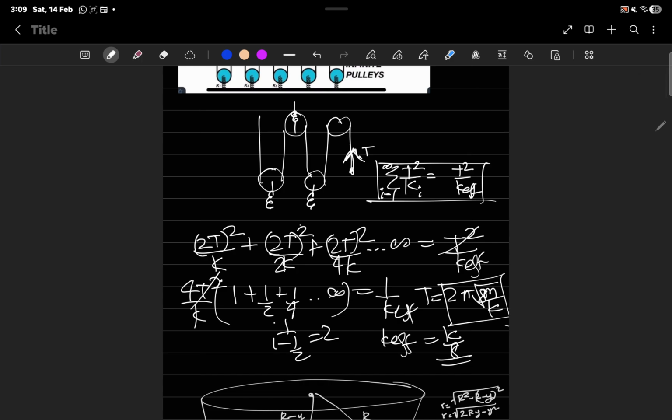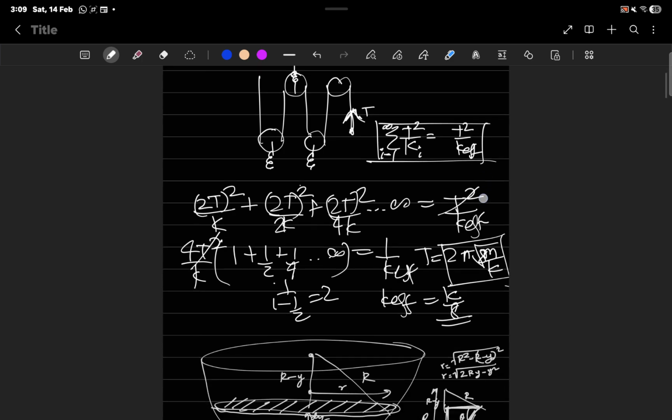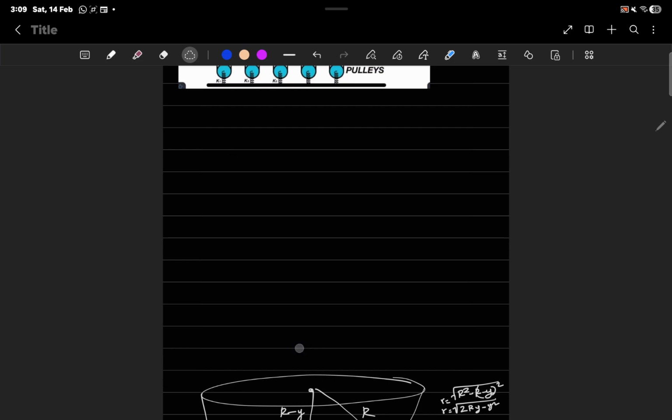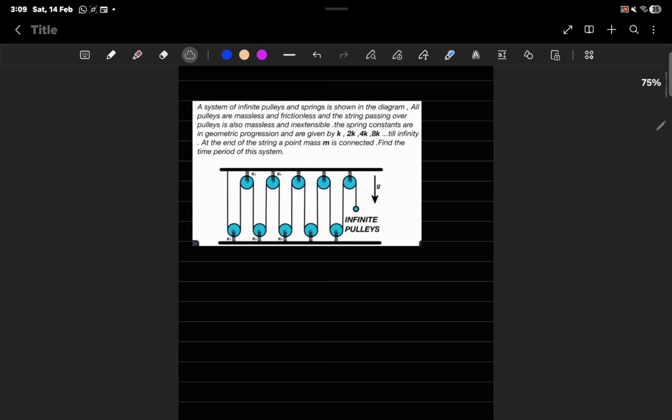So this was the new concept over here which I wanted to tell you, and it is very useful. I've used this in many other questions also which I have not shown over here, and you can too, and it's very easy to remember too.